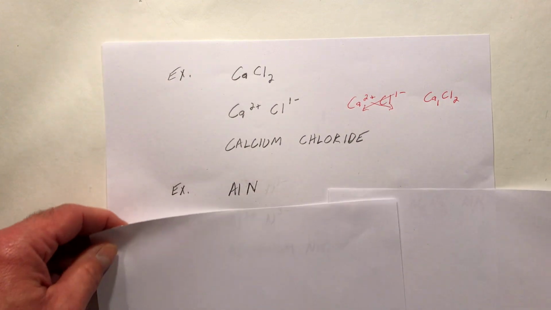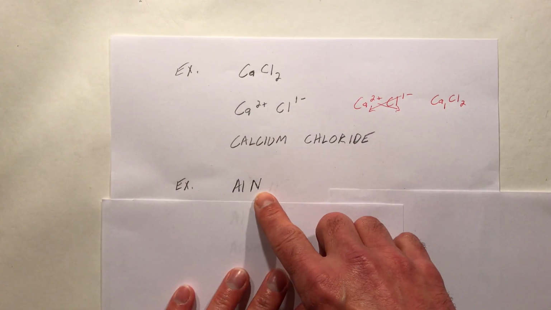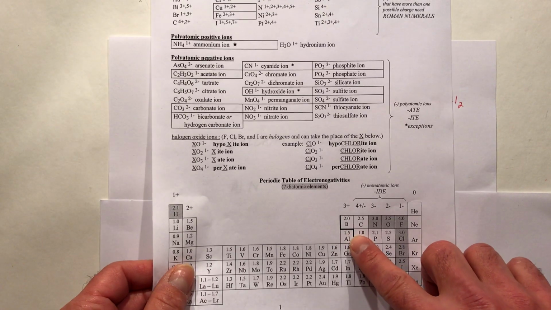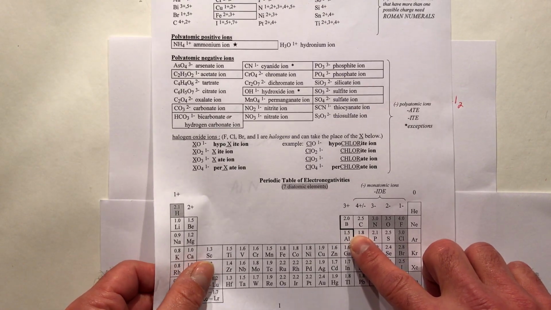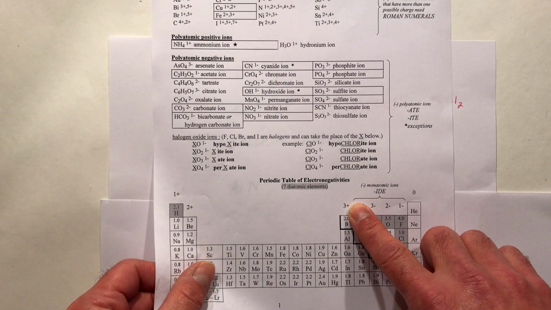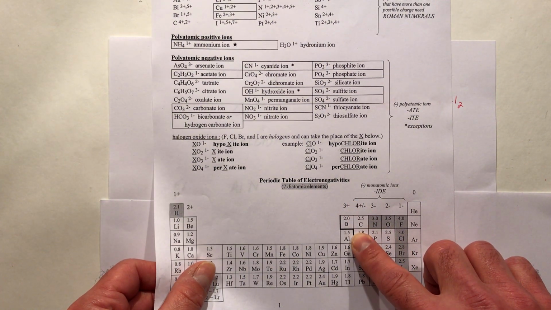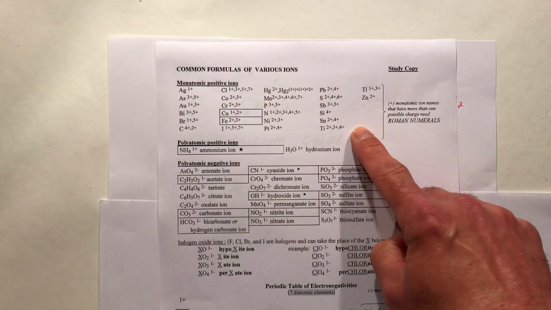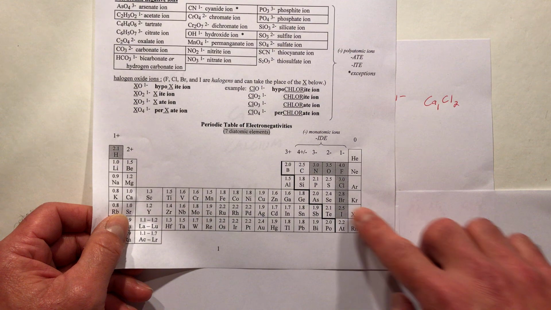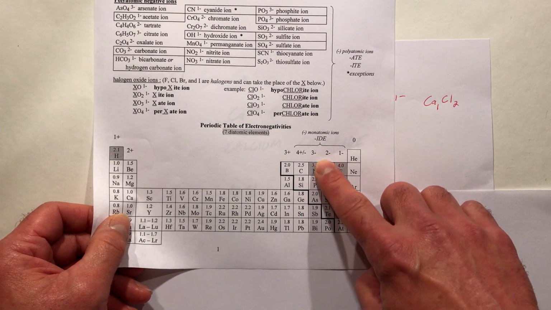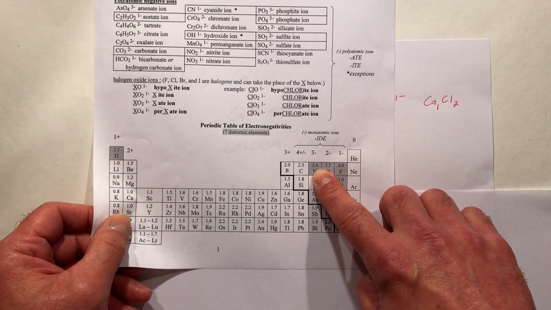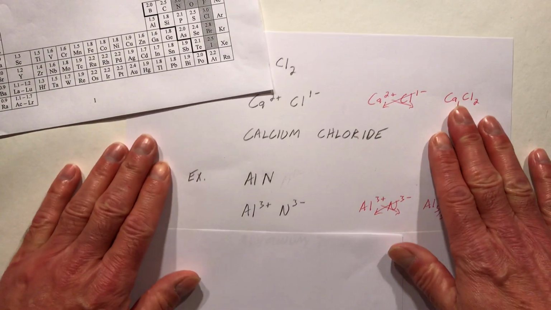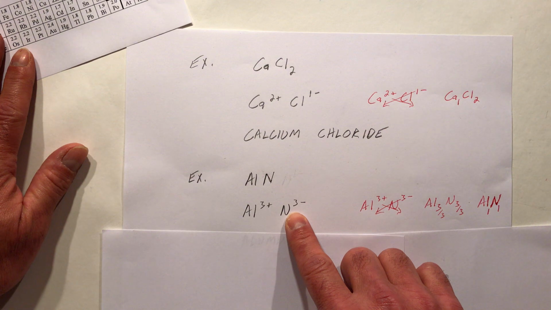Let's take a look at another example. Here we have AlN. All right, Al is right here on the periodic table. That's aluminum, and aluminum can form a 3+ charge, so we'd call that the aluminum ion. It's not listed up here with any other possible charges. Always double check. And N is in the 3- column there. So we know the ions are going to be Al 3+ and N 3-.